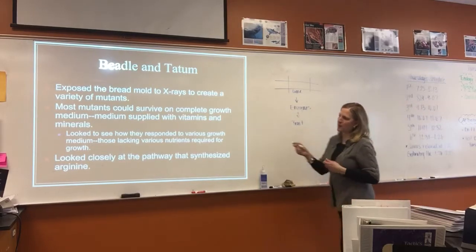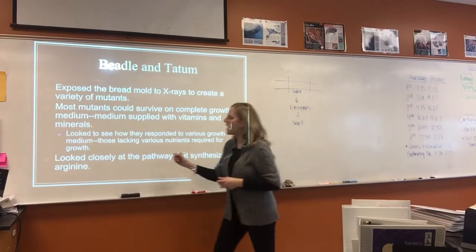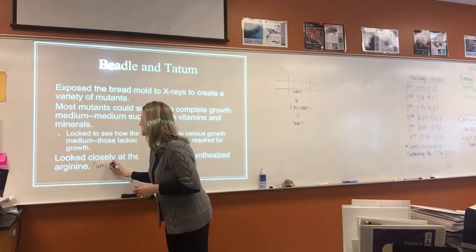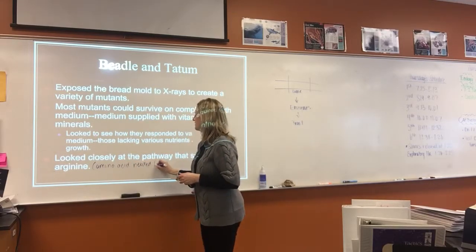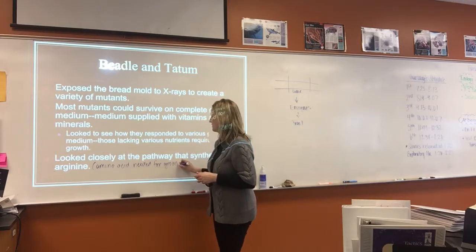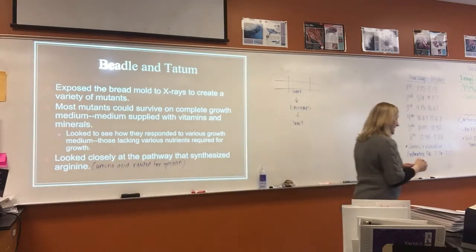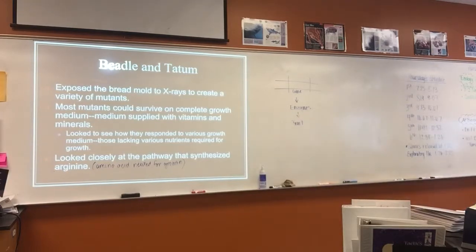And they looked closely at a pathway that synthesized arginine. Arginine, let's put in parentheses, is an amino acid needed for growth. So for the bread mold to grow, it needs this amino acid. So two different ways you can get the amino acid. You can give the bread mold the amino acid, so you can put it in the medium so that they have arginine at its disposal. Second thing is the bread mold can make arginine. So you can make it. Now notice here, so that's why it says that synthesized arginine. So bread mold has the ability to make this molecule.